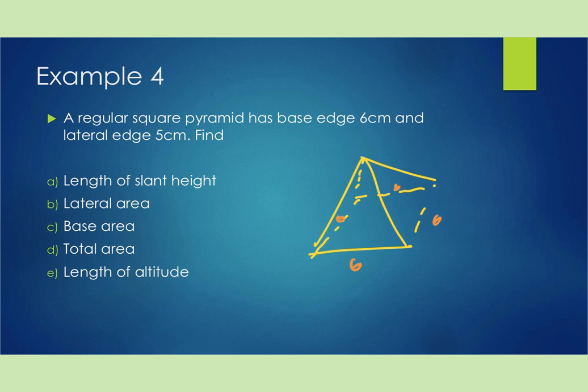And that already tells me two things. One, I could find the perimeter, and one, I could find the base area. Then it says the lateral edge is 5 centimeters. So each of the lines that were drawn would be 5.